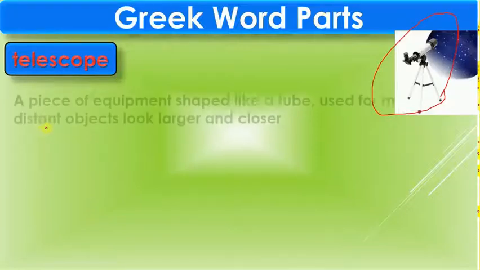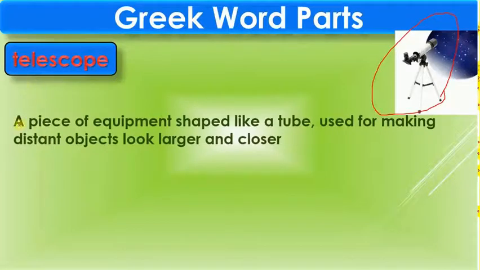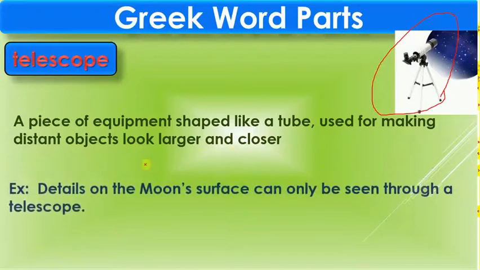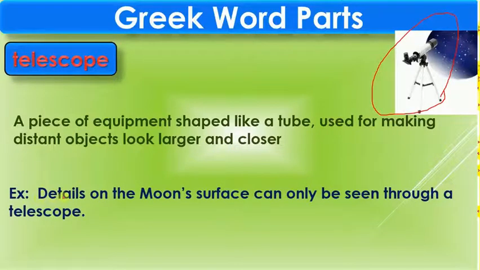Telescope. If you look at the picture here, a telescope is used to look and see very far distant objects. So a telescope is a piece of equipment shaped like a tube used for making distant objects look larger and closer. For example, details on the moon's surface can only be seen through a telescope.